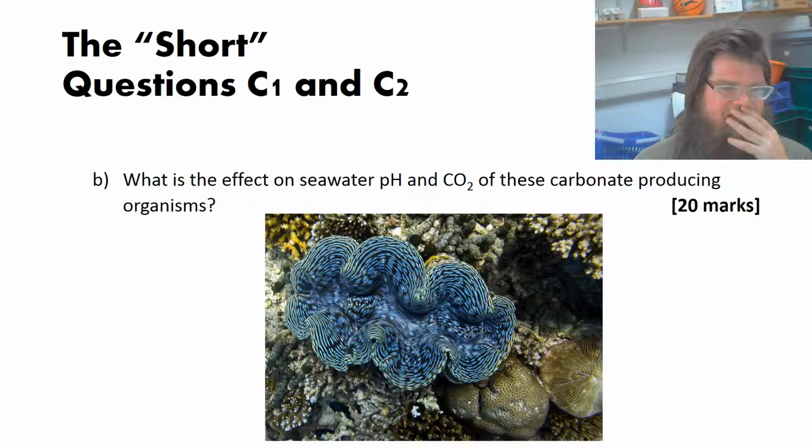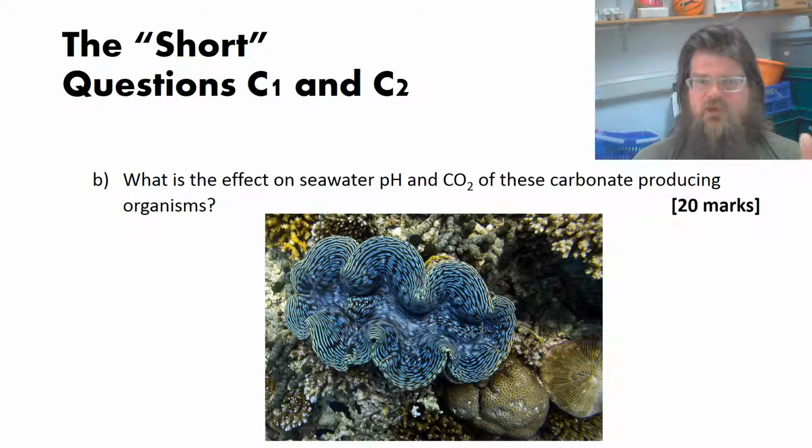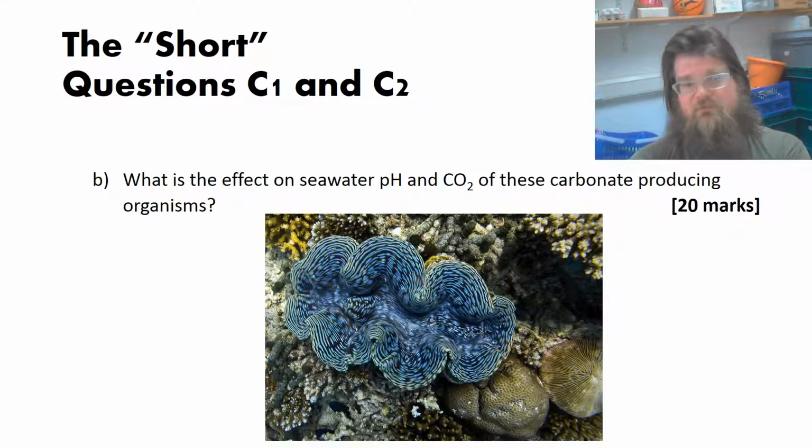So we're looking at what is the effect on seawater pH and CO2 of these carbonate producing organisms. So that's to say, these organisms are producing carbonate, and what is the effect of that on pH and CO2? But that's not what the question asks. It asks, what do the carbonate producing organisms do? So it's not just calcium carbonate production. Some of them also do photosynthesis.